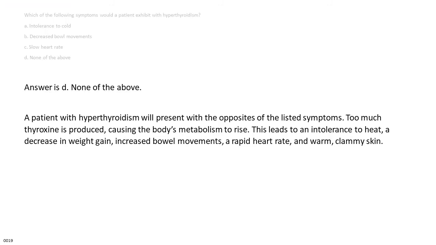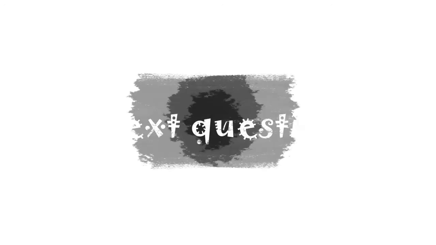Answer is D. None of the above. A patient with hyperthyroidism will present with the opposites of the listed symptoms. Too much thyroxine is produced, causing the body's metabolism to rise. This leads to an intolerance to heat, weight loss, increased bowel movements, a rapid heart rate, and warm, clammy skin.